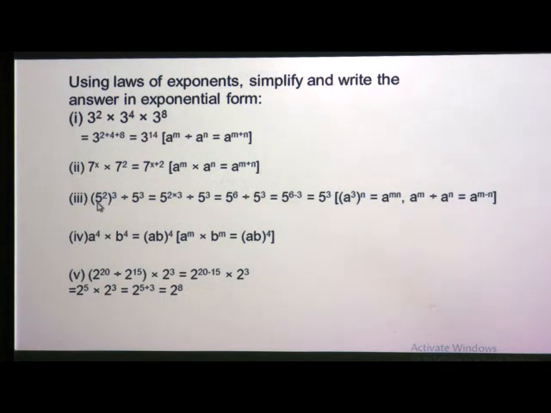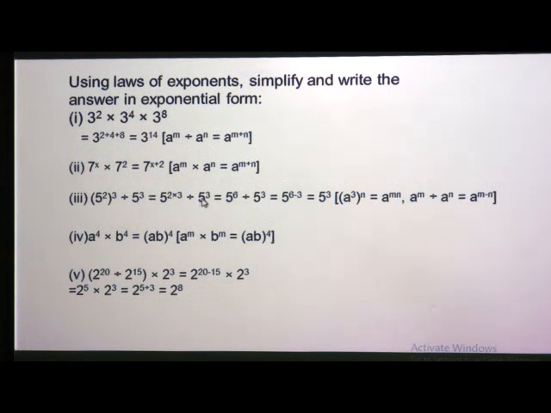Now the third example is power to the power, that is 5 square to the power of 3, divided by 5 raised to 3. What will be here? We have already learned that when it is power to the power, we have to multiply. So we write 5 to the power of 2 into 3, or 2 times 3, and it is a division, divided by 5 to the power of 3.